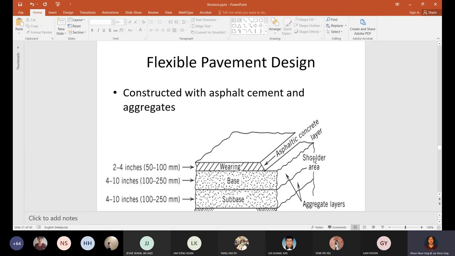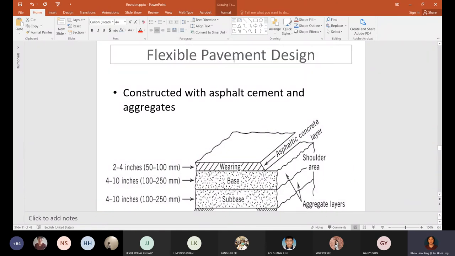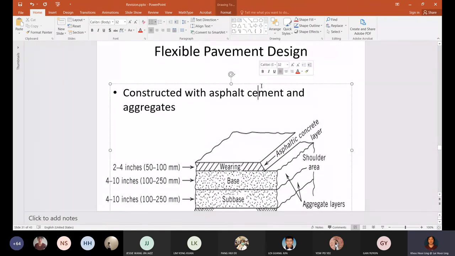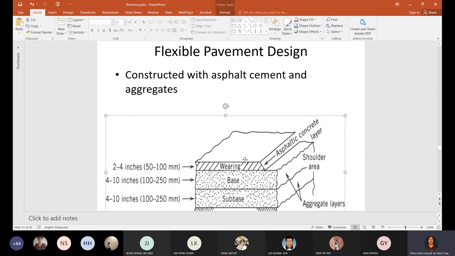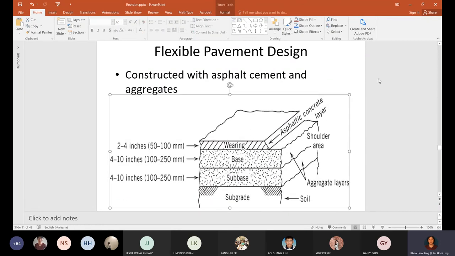Next one is chapter 8. In chapter 8, we have covered two types of pavement. One is flexible, another one is rigid pavement. For the flexible pavement design, you should focus on this more. Also, you need to know what the difference is between the flexible pavement and the rigid pavement.